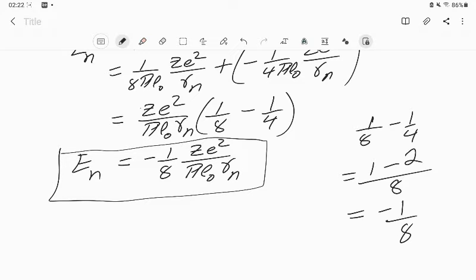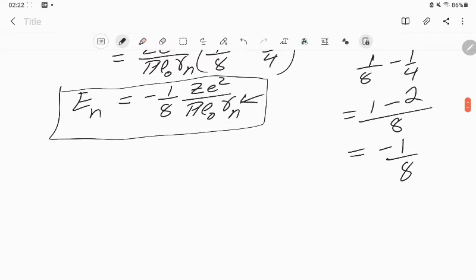So you can replace this r_n also. Yesterday we found what r_n is. We have derived the r_n formula, right? If you remember the r_n formula, then you can directly put it. Otherwise you have to derive it from the second postulate, from Bohr's second postulate.